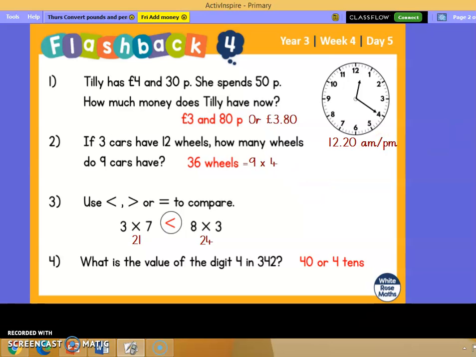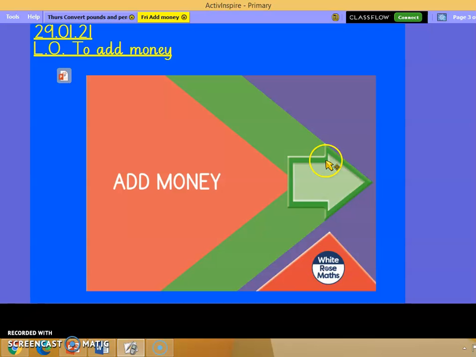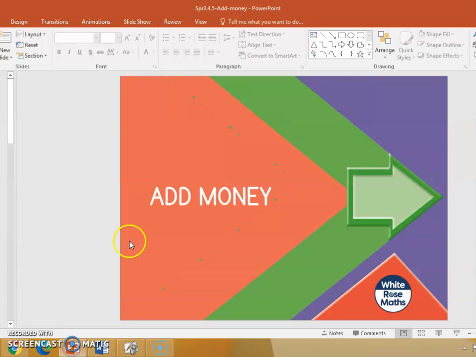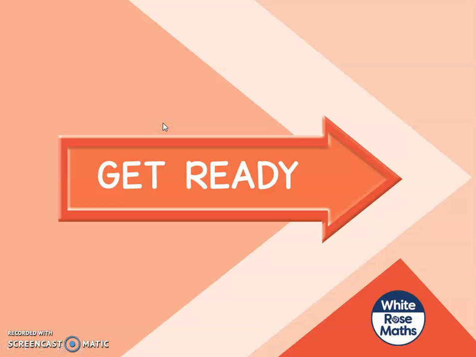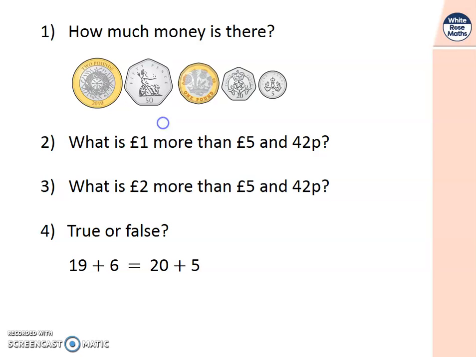Let's move on to today's learning. Today we're learning to add our money together. Let's have a look at how to do that with our learning today. We'll start with some quick warm-up questions. Number 1, how much money is there here? Remember to put them in order of the biggest value to the smallest value to help you.